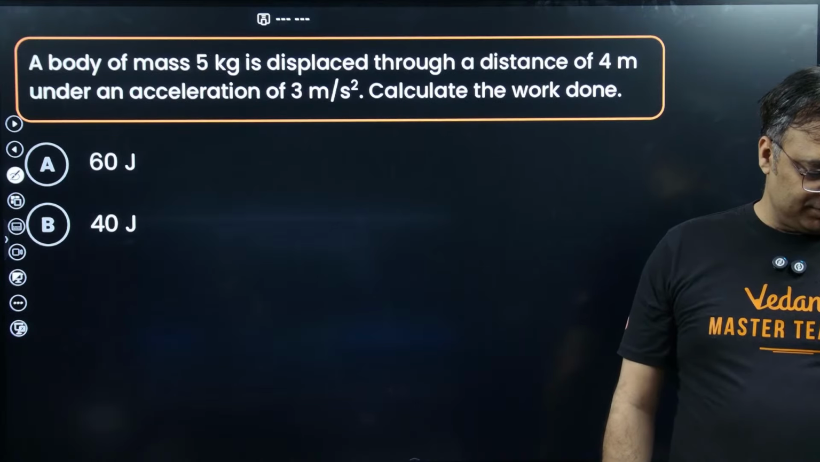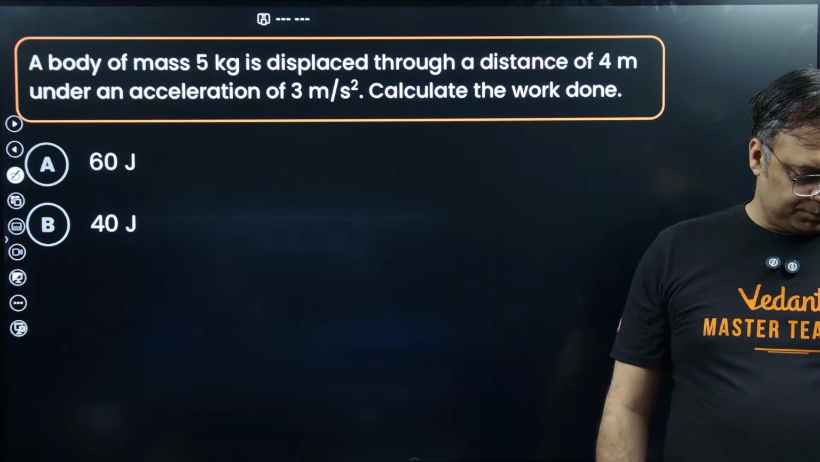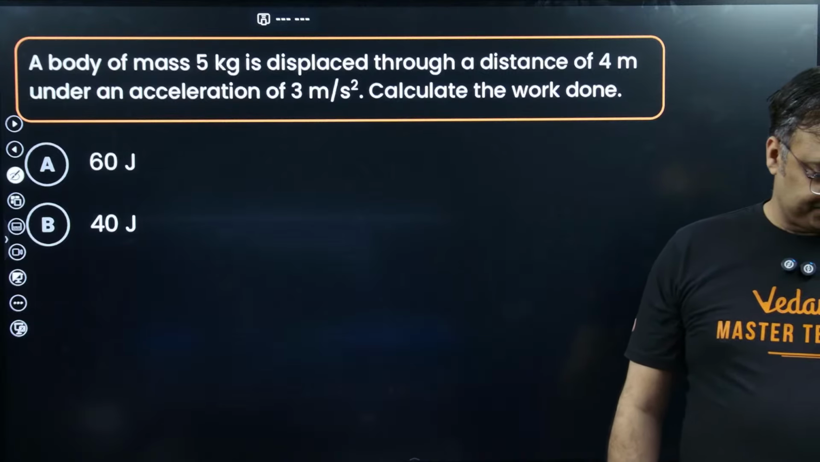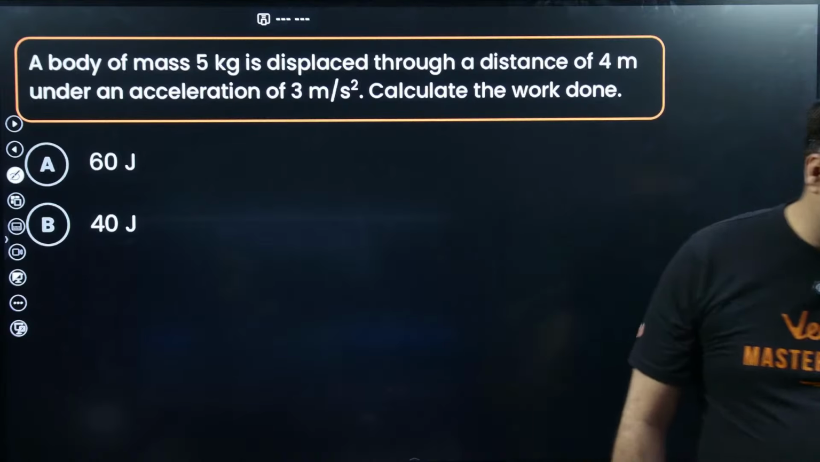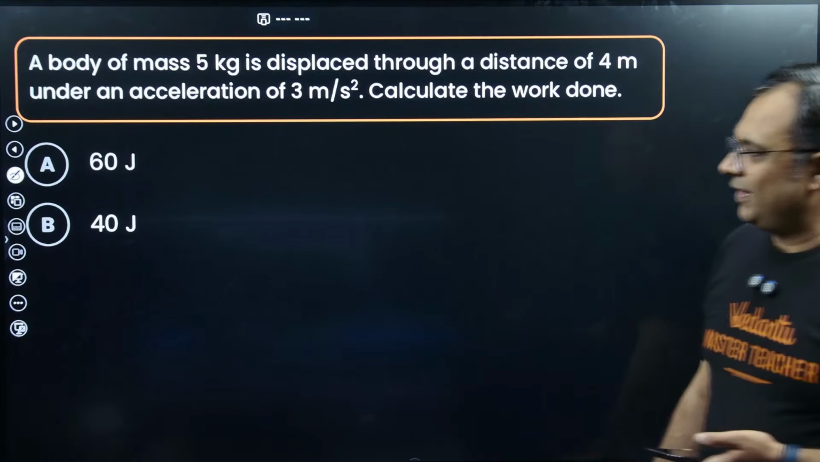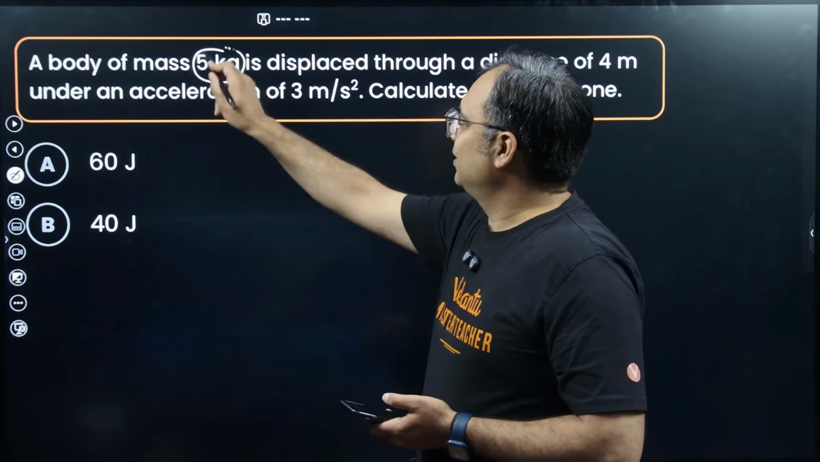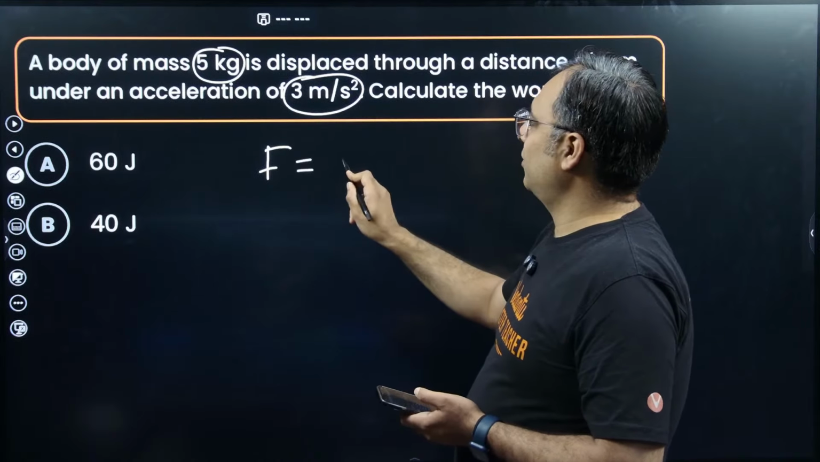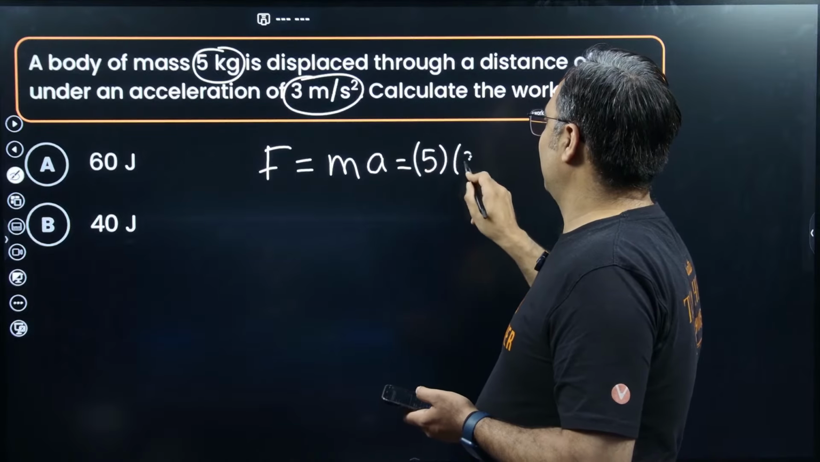Come on, come on. Very good, smart mind vibes. Come on quickly. See, it's a very simple one. Only thing is you have to write what? See, they have given you mass. They have given you acceleration.